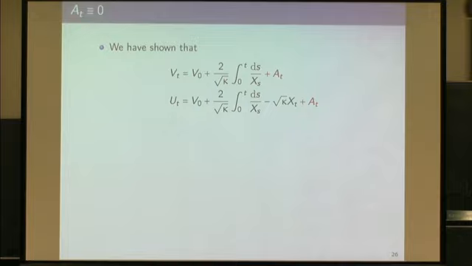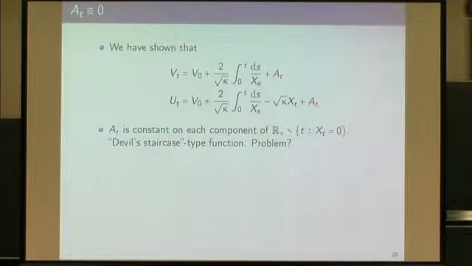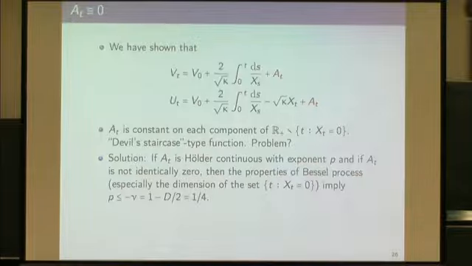So there might be some A_t, and this A_t is constant on each component of my time parameter, so on each component when X_t is not equal to 0, this process remains constant. So this could be some kind of Devil's staircase type of function. So there is a Cantor set, and this A_t is some increasing function. So it increases only on the Cantor set. So is this a problem? The answer is that it's not a problem.